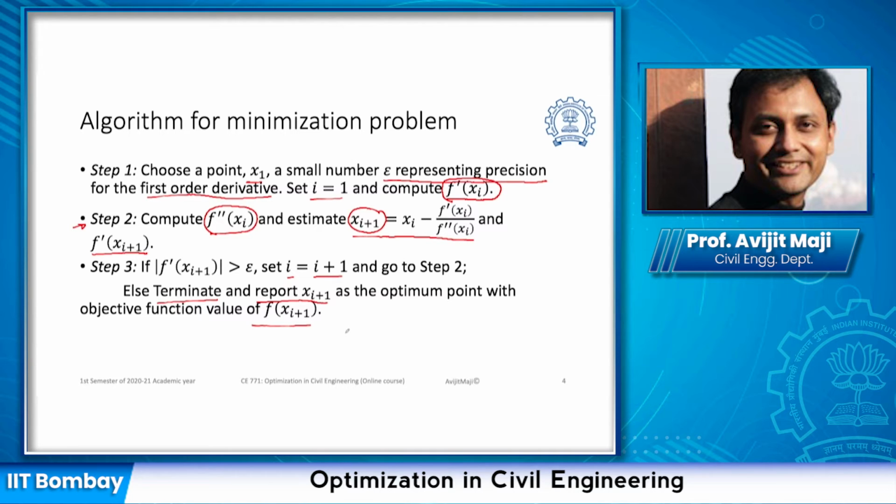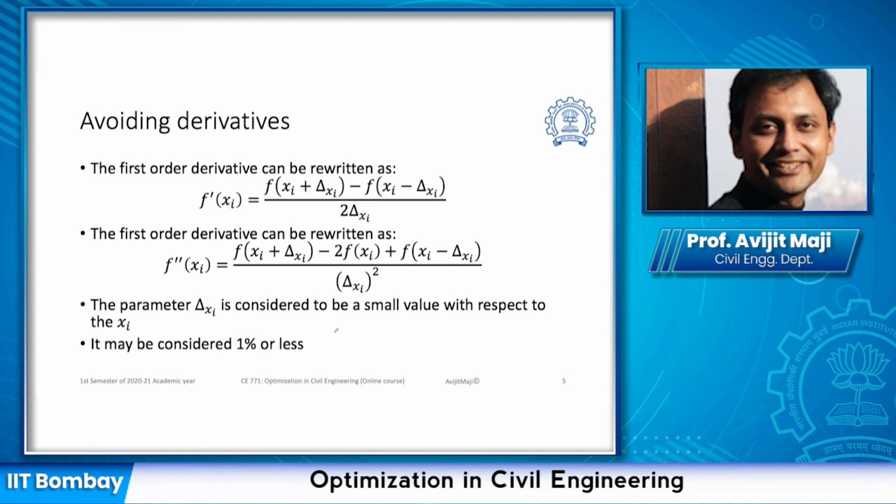In this, as we said, we need to do the derivation. However, there is also a roundabout way without doing the derivation of the two derivatives, the first order derivative and the second order derivative. In this case, again we can use the Taylor series expansion and rewrite the first order derivative as this function. Here we evaluate the objective function only in the neighborhood of the given point to obtain the first order derivative of that objective function at that particular point.